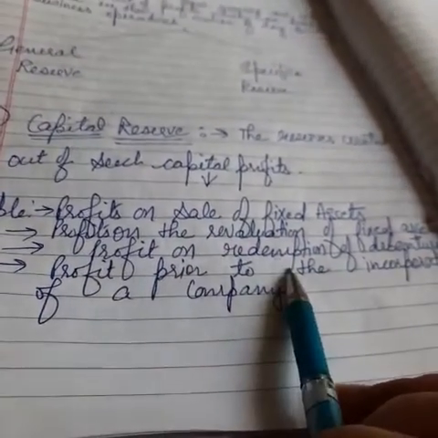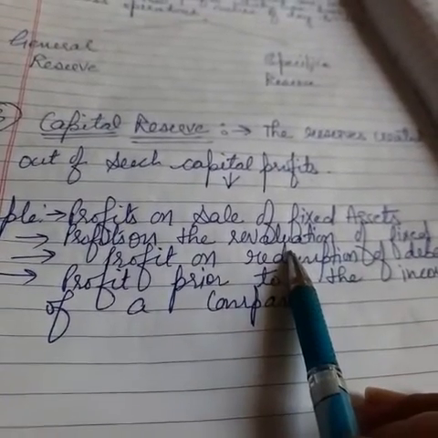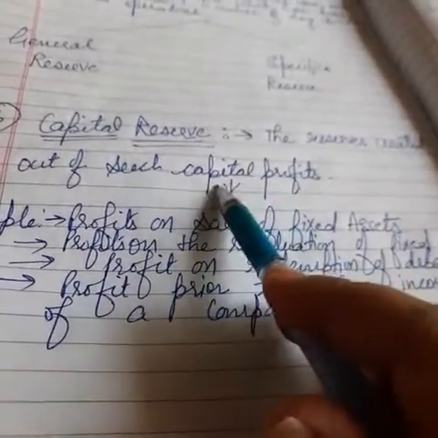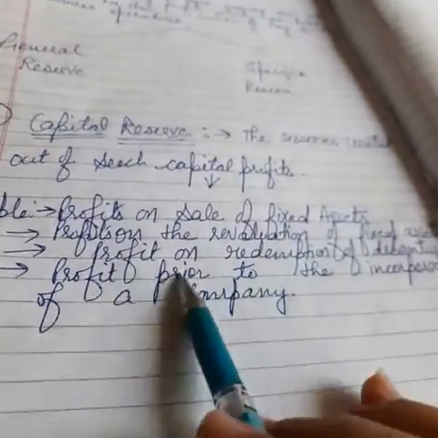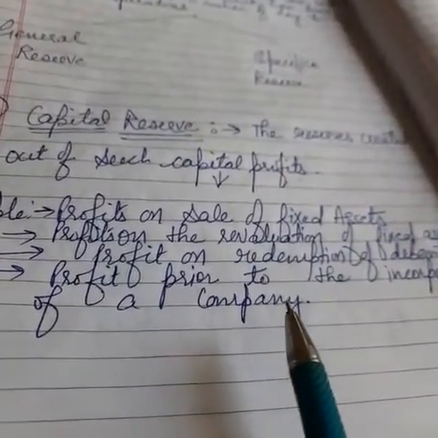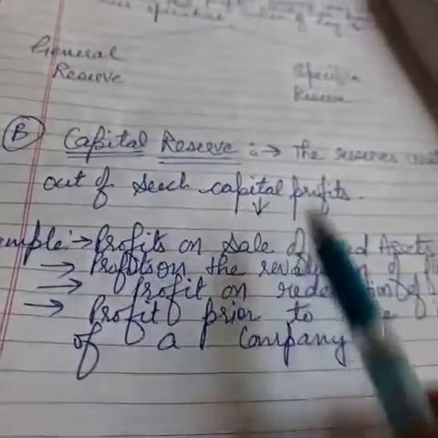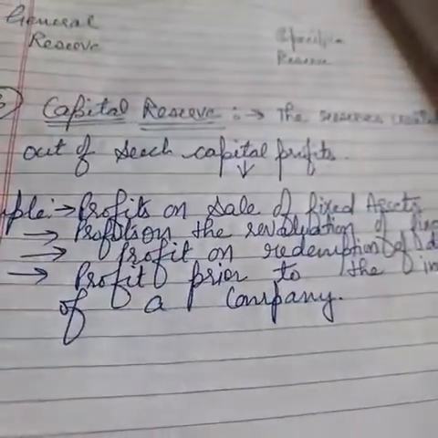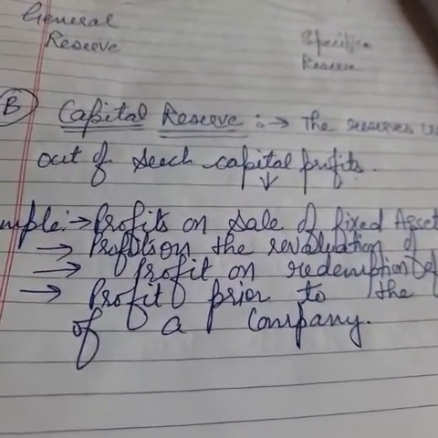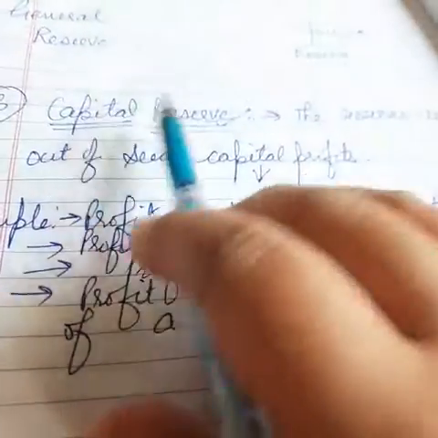Then profit on redemption. Redemption means cancellation. So when we pay back money to the debenture holders, then the profit arising out of that is called capital profit. Then profit prior to the incorporation of a company, which means before the starting of the company, if the firm is earning any profits, that is called capital profit. Right? So if we are setting aside these profits as reserve, that reserve is called capital reserve.